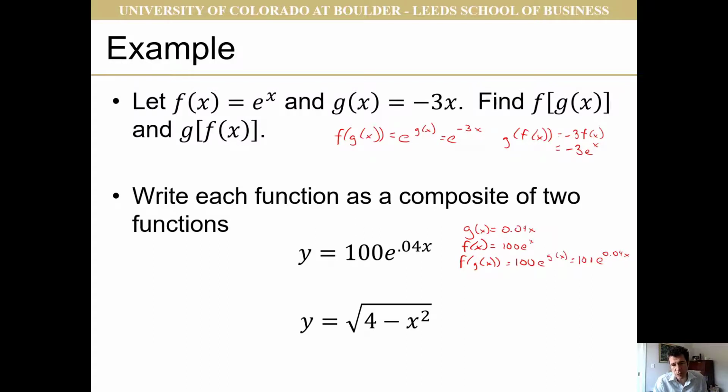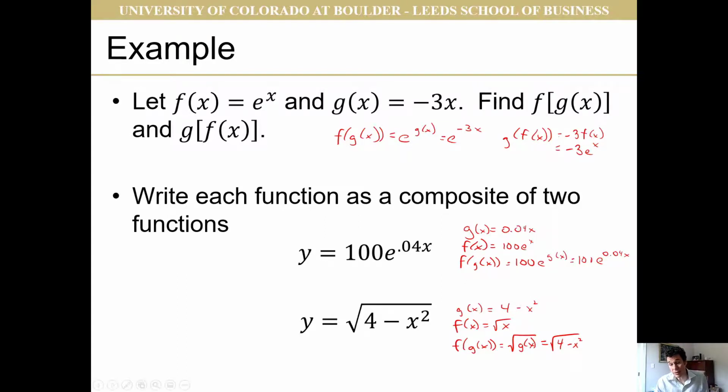Y equals the square root of 4 minus x squared. Well, my inner function here pretty naturally is 4 minus x squared. My outer function is the square root of x. And we can see f of g of x is equal to the square root of g of x equals the square root of 4 minus x squared.